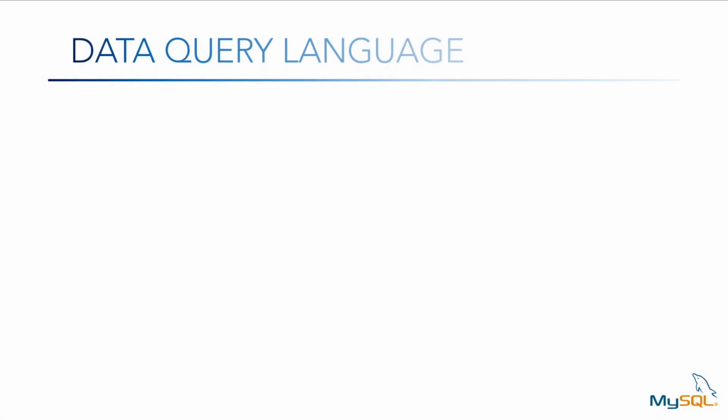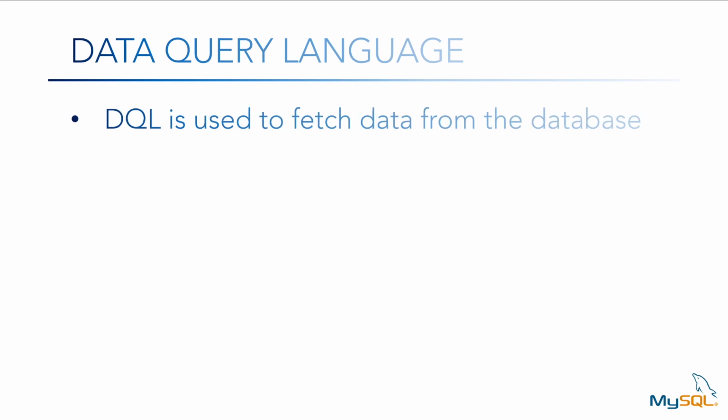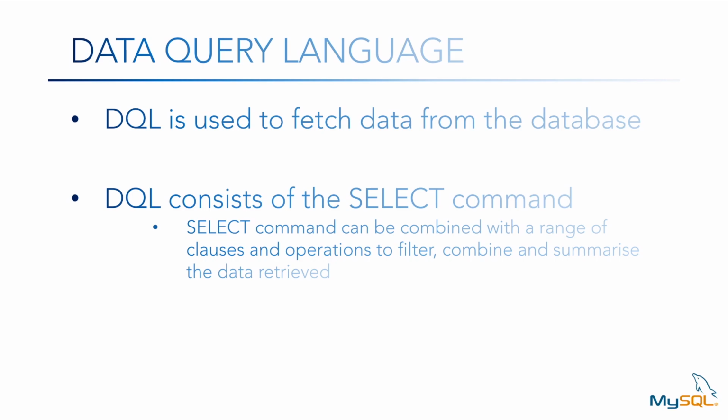Data Query Language, or DQL as it's abbreviated, is used to retrieve data from databases. DQL consists of the SELECT command. The SELECT command tells the database which fields or columns it would like to retrieve from tables held in the database.